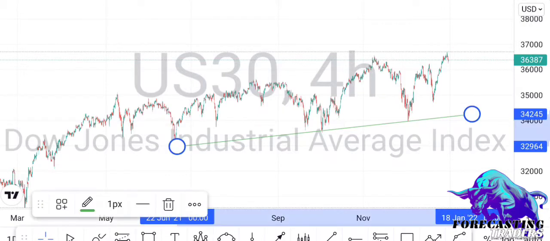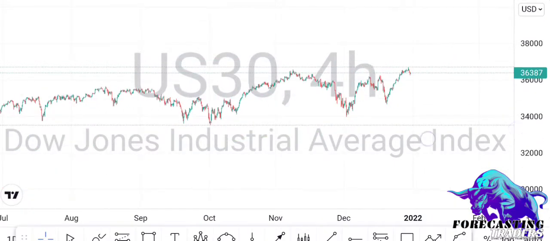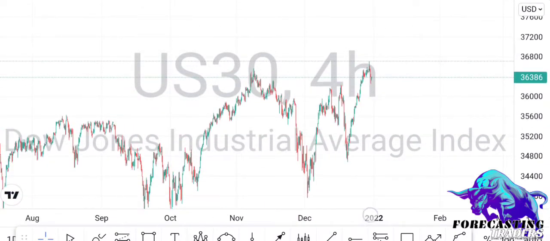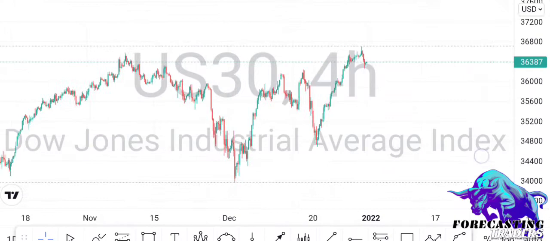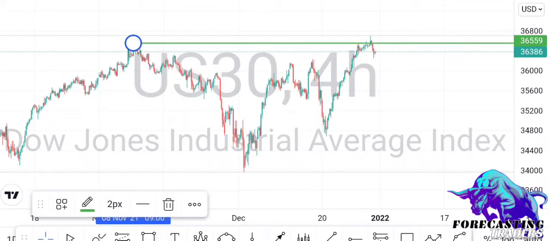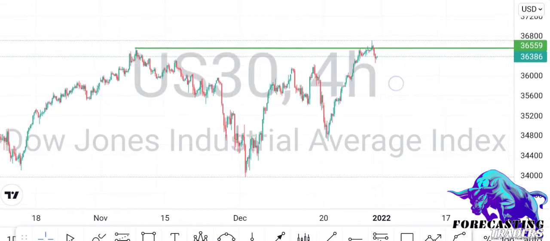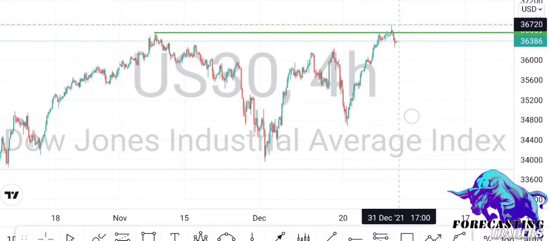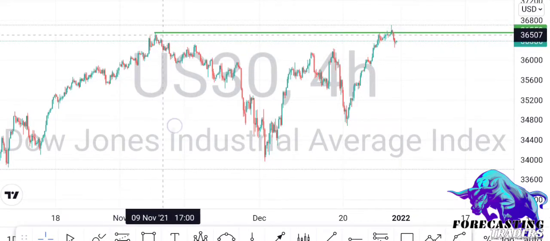So let's just remove this, and then let's just mark this as our higher high. We're using this as our higher high. We are using this as our higher high.